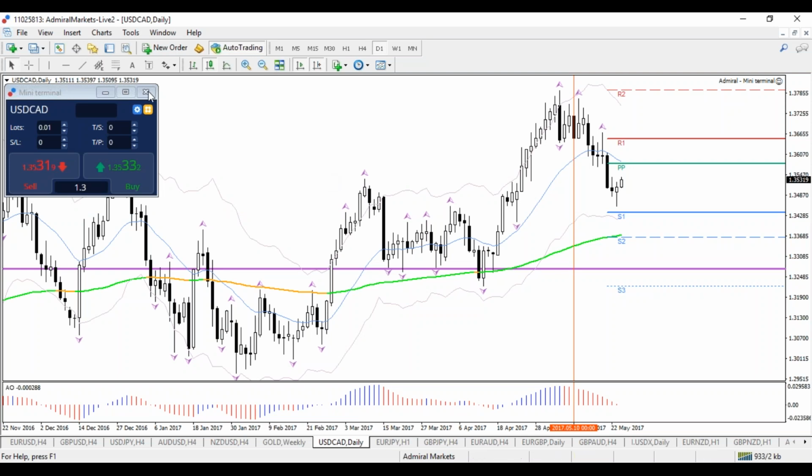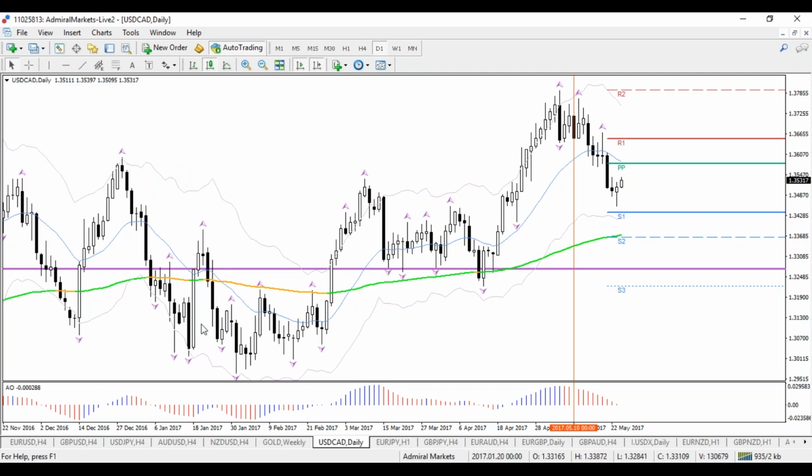Let me get rid of the mini terminal for a second. So this is how you can use those levels. Automatically, you can see them, and you can use them for breaks or bounces. Here you see a good breakout candle above this fractal and this fractal. And even if you don't use it as support or resistance, there's still potential turning spots.